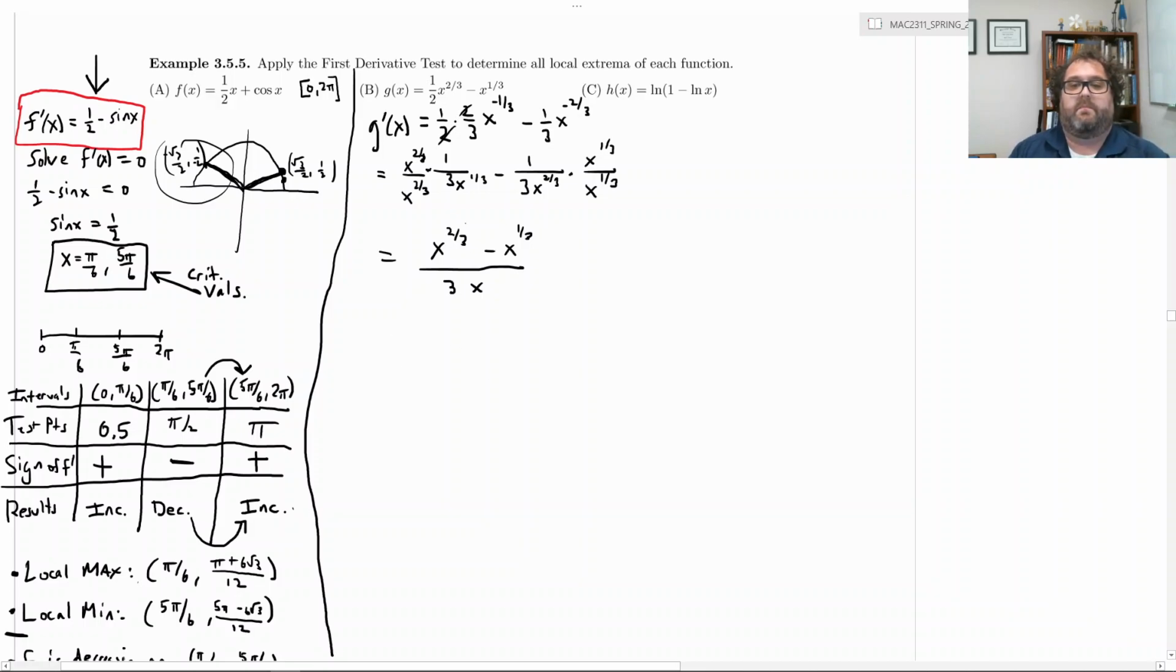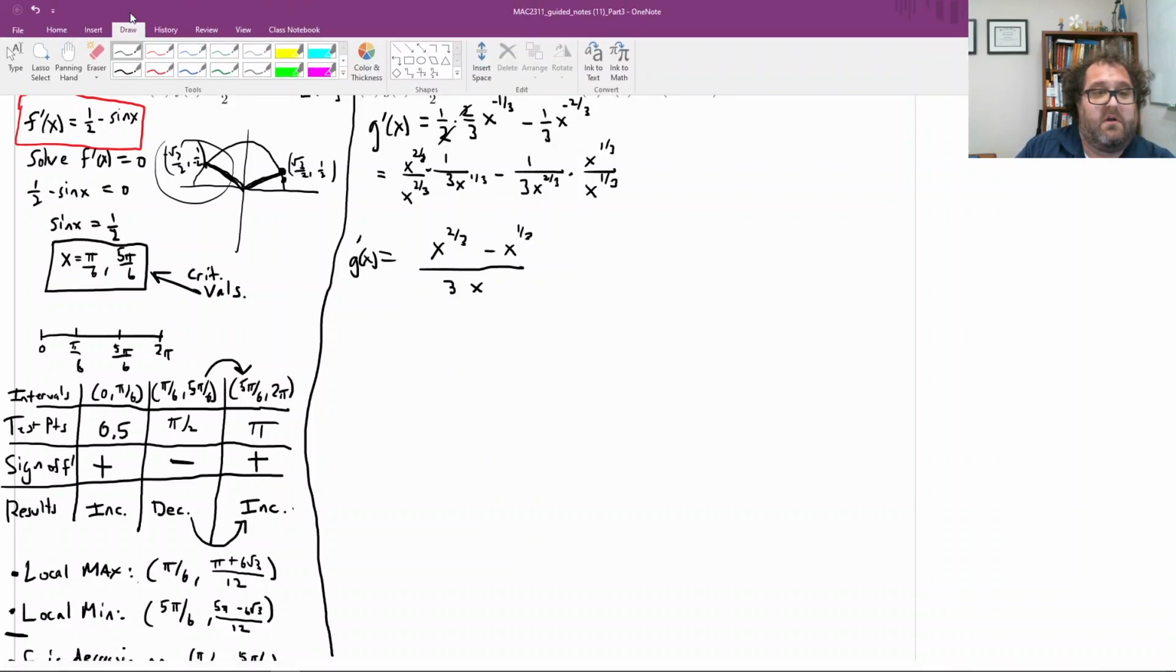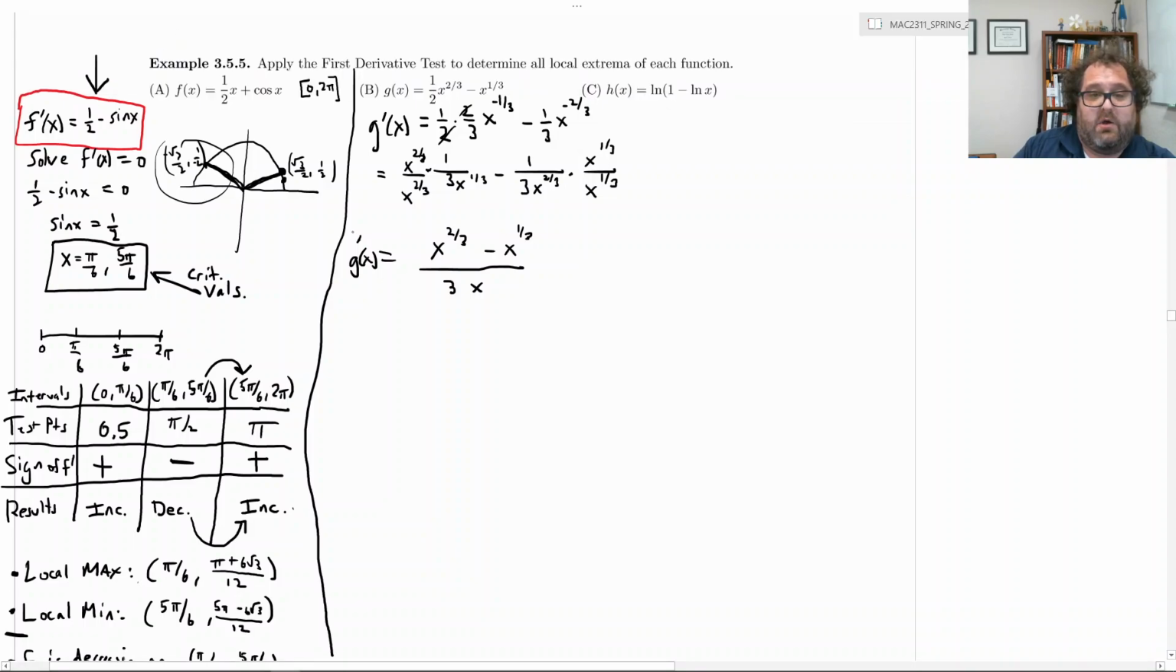2/3. There we go. Okay. So we have x to the 2/3 minus x to the 1/3. Do note here, I'll go ahead and talk about this while we're here. So there's g prime. I'm going to box this off.